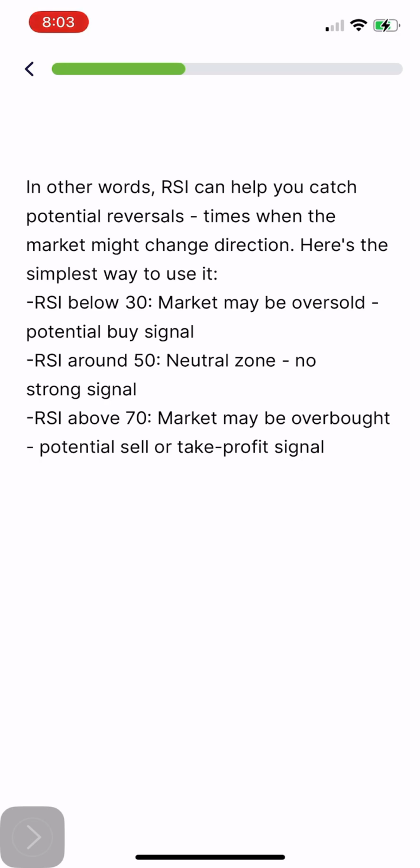Here's the simplest way to use it. RSI below 30, market may be oversold. Potential buy signal. RSI around 50, neutral zone. No strong signal. RSI above 70, market may be overbought. Potential sell or take profit signal.